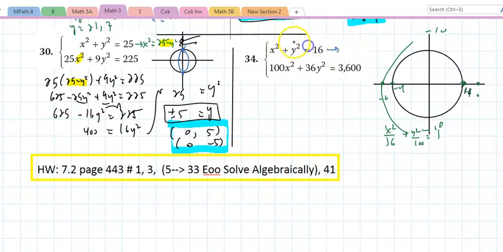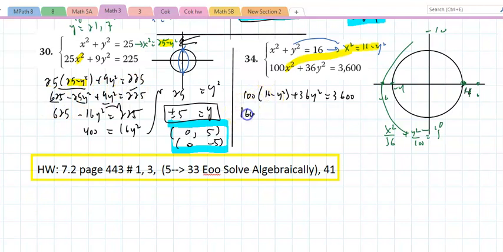Algebraically, I'm going to solve the top equation for x. I'm going to get x squared to equal 16 minus y squared, and substitute that right there. That would read 100 times 16 minus y squared. I thought that happened on the last problem. That's why I was pausing. I thought this has no solution. I didn't realize that this is going to give you a negative on the other side. So this is 1600 minus 100y squared plus 36y squared equal 3600.